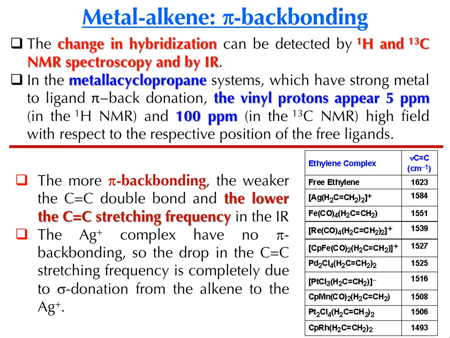So how can we distinguish in the experiment between L-type and X2 type? The change in the hybridization can be detected experimentally by hydrogen and carbon NMR and by infrared. In the metallocycle system, or the X2 type, which has a strong metal pi back donation to the ligand, the protons of the vinyl group appear 5 ppm in the hydrogen NMR and 100 ppm in the carbon-13 NMR at high field with respect to the respective position of the free ligands.